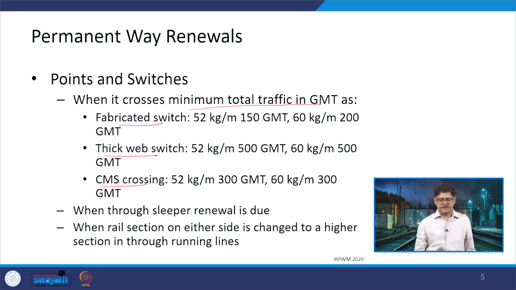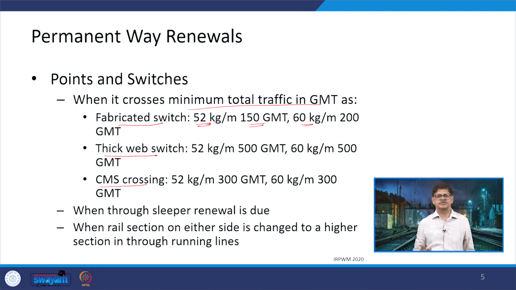Now, in these three cases again we can have two types of rail sections. One rail section can be 52 kg per meter, another rail section can be 60 kg per meter. So, in the case of the fabricated switch, if the rail section is 52 kg per meter, then this traffic density is taken as 150 GMT.